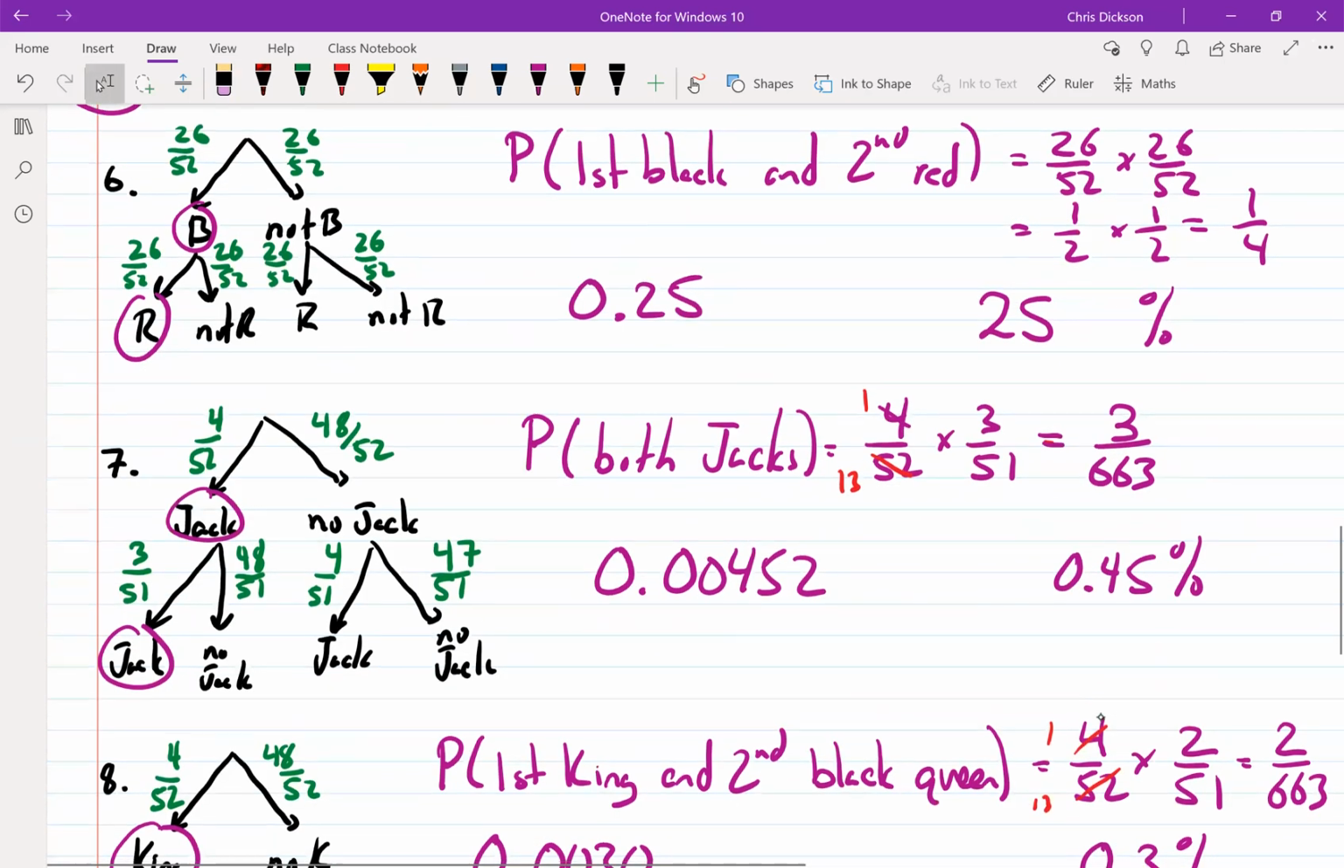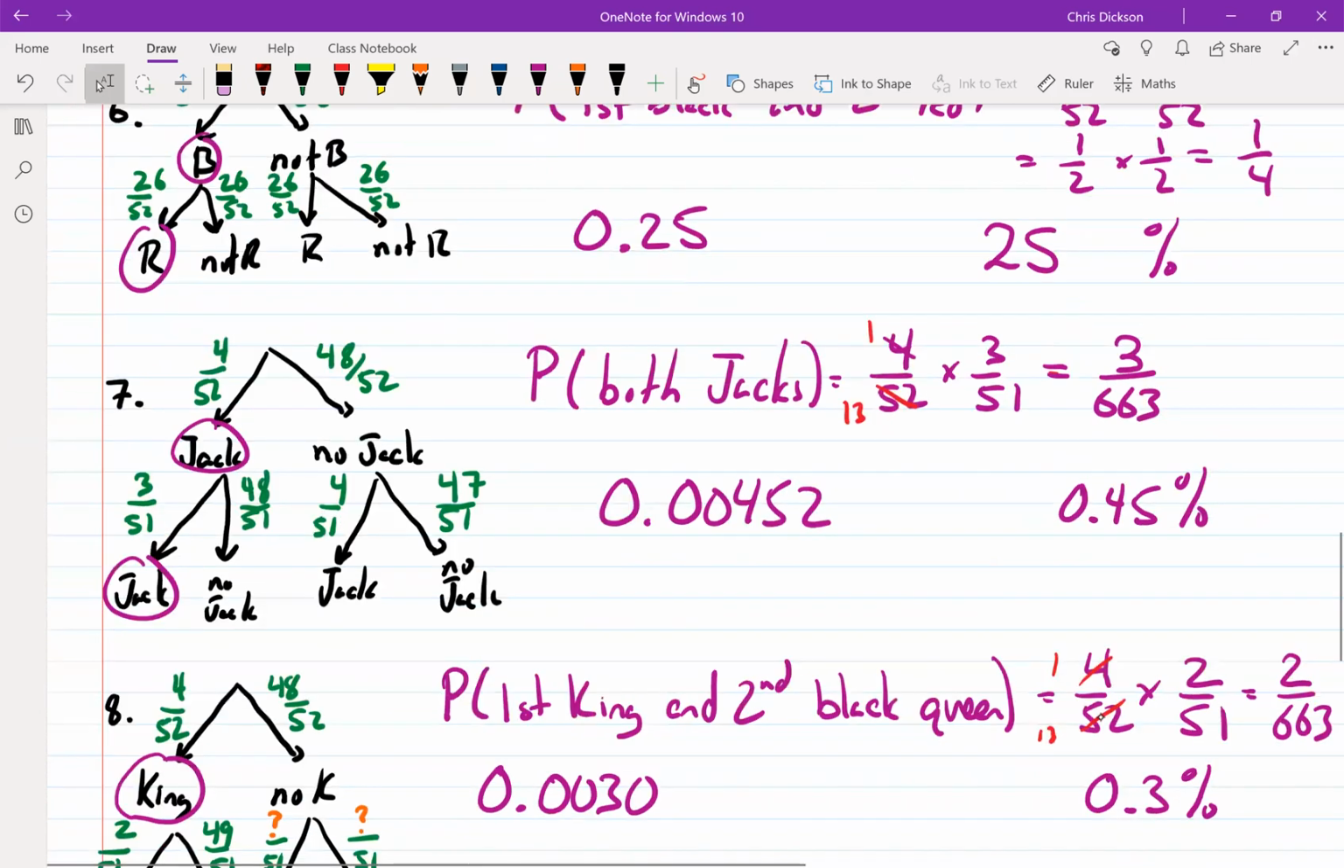Question number 7, getting 2 jacks. There's 4 jacks in a deck, so 4 divided by 52, and I believe this question was also without replacement, so 3 divided by 51 then, because if the first card was a jack, you have 1 less jack, and you also have 1 less card in the deck.